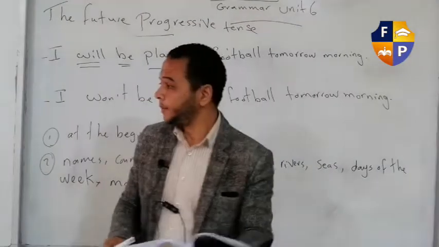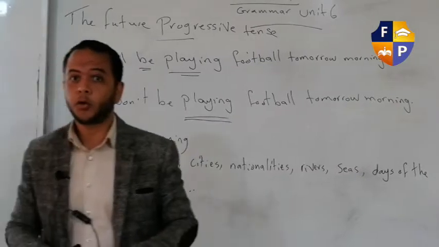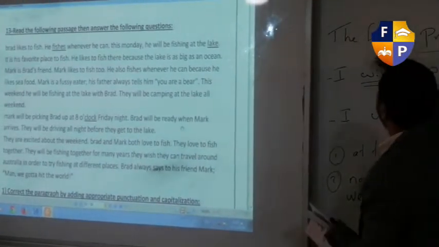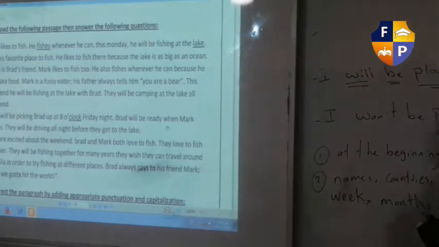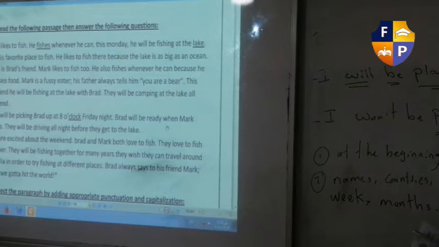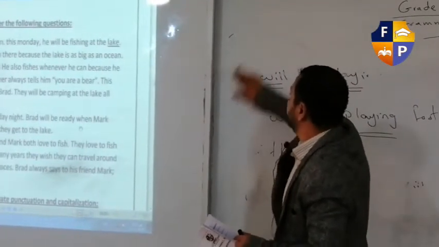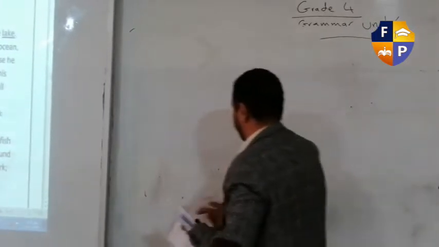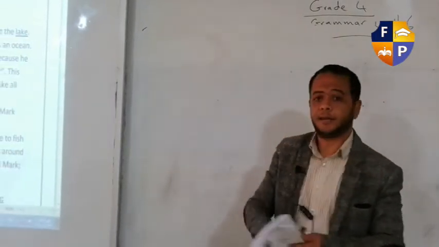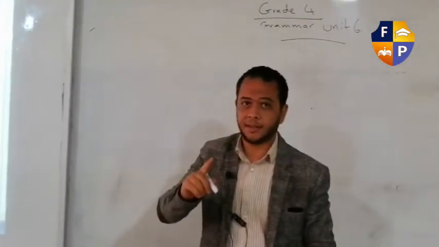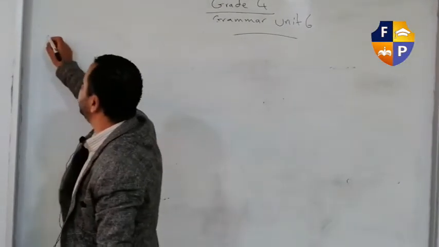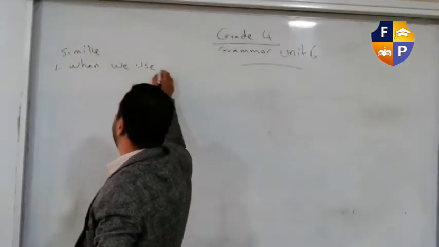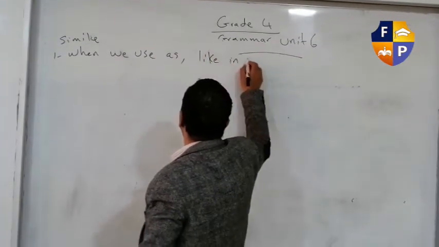Point number 3. We want to talk about the difference between simile and metaphor. When we compare between two different things, we use simile or metaphor. For example, simile, when I use as or like in the sentence. So number 1, simile, when I use as or like in the sentence.